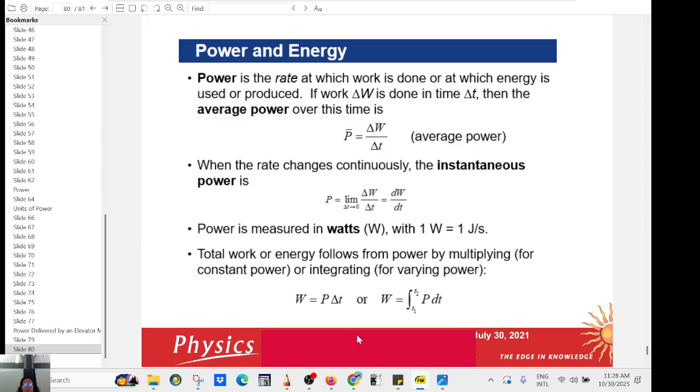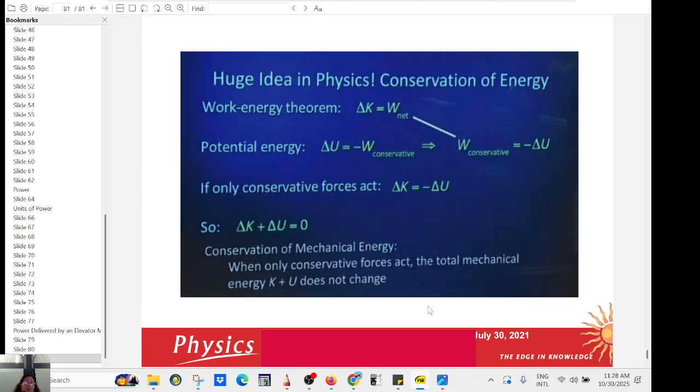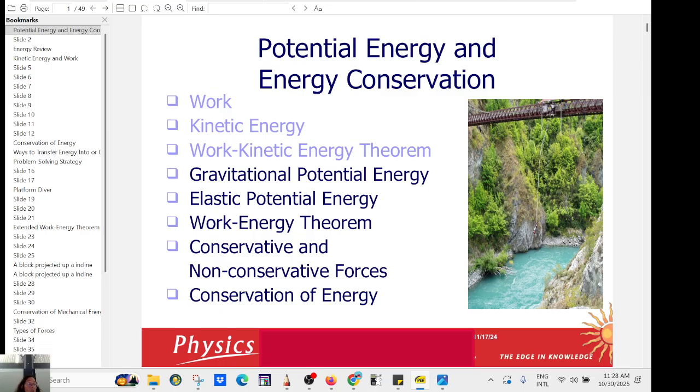Okay, and then if you want to do some calculus here, you can find the instantaneous power, and then you have to take the derivative of the work as a function of time. Or you can use the power to find the work done between time 1 and time 2. You have to integrate over the time. And then we get to conservation of energy, which is super, super nice because it's going to be super, super easy.